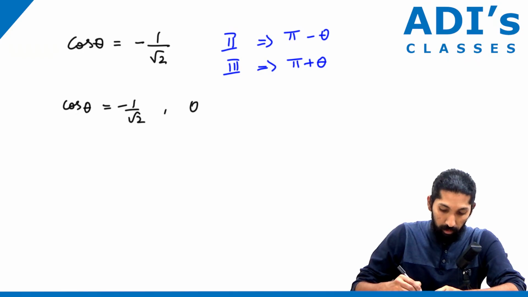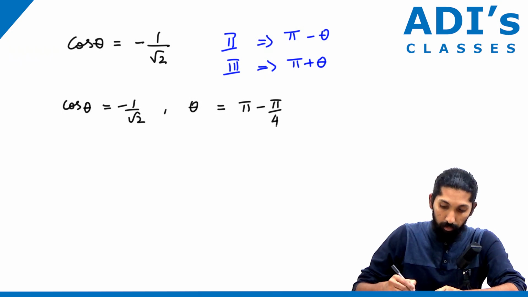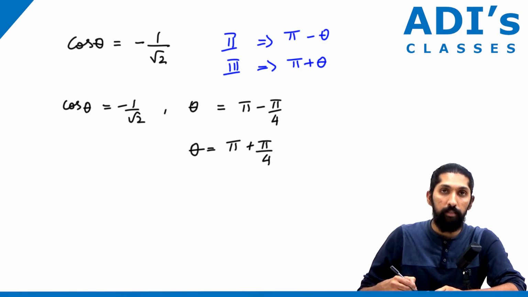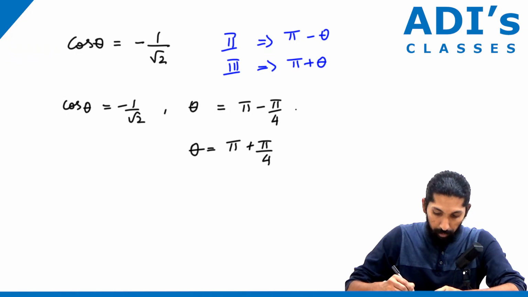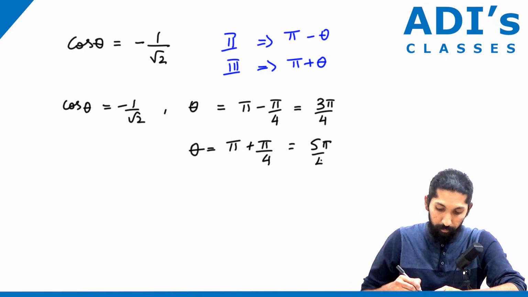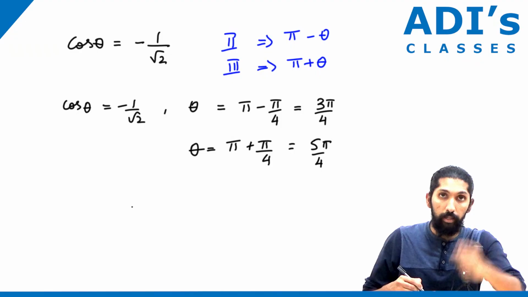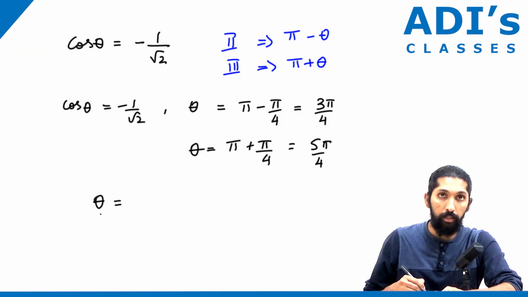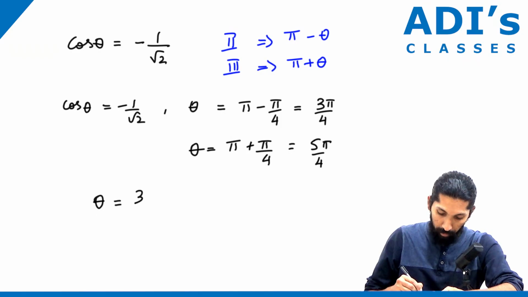So theta will be equal to pi minus pi by 4, or theta is pi plus pi by 4, isn't it? Now when you do pi minus pi by 4, you're going to get 3 pi by 4, and when you do this, you will get 5 pi by 4. So theta can take two values. So these two values are what we call as principal values. This is going to be 3 pi by 4, or this is going to be 5 pi by 4.